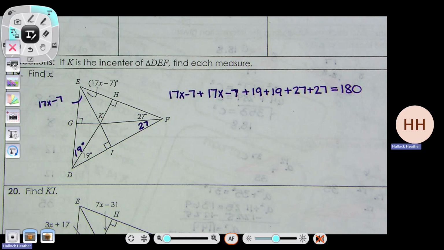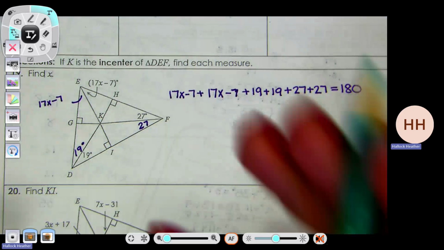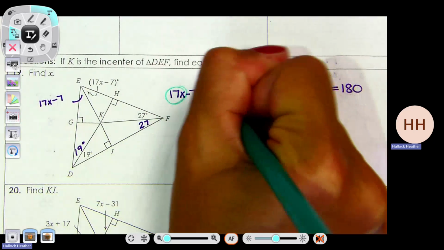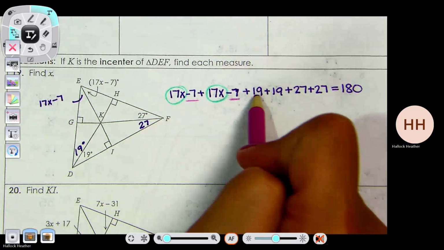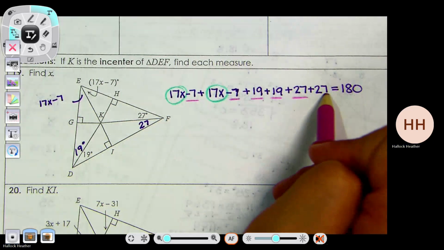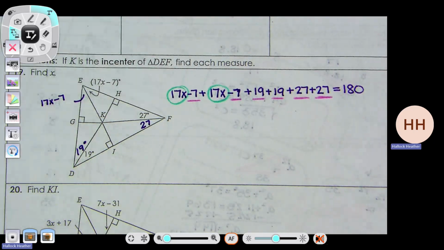So this equation looks obnoxious, but when you combine like terms, your x's come together, it's going to be a two-step equation. X's come together, and then all of your numbers go together. Numbers go with numbers, x's go with x's. So you're just combining, you're adding like terms. Or you can think you're just doubling them out, make your equation shorter. Once you find x, you're done.